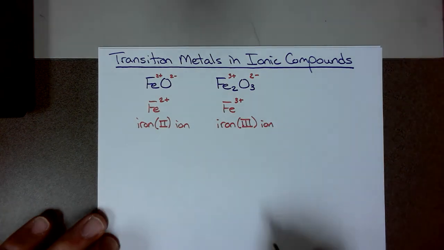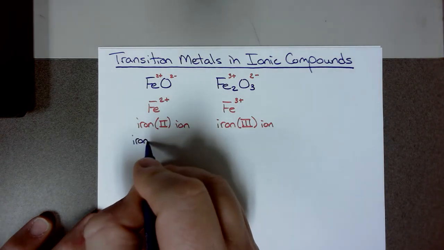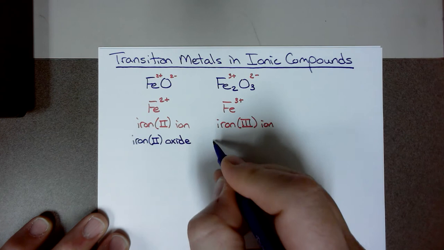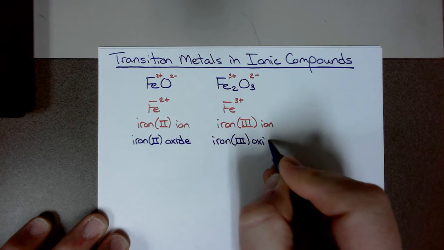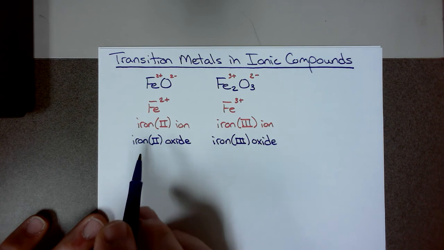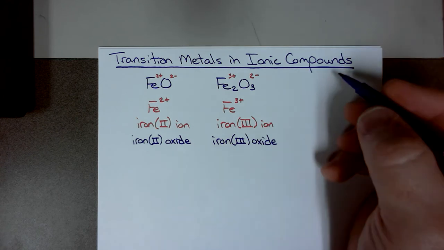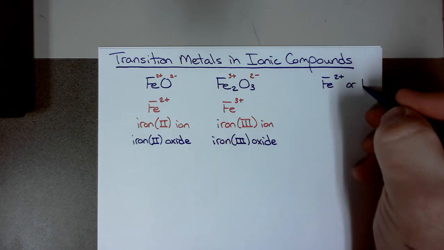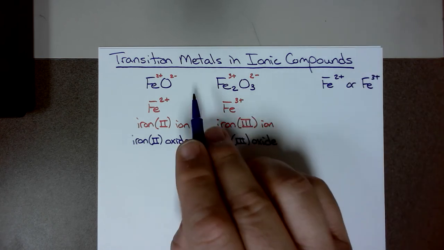So when we name this compound up here, and I'm going to write it in blue, we would name it as iron 2 oxide, and this would be iron 3 oxide. So we now have a naming system for naming compounds that have metals with different charges. Some examples would be iron that's a 2 plus or iron that's a 3 plus. It's a transition metal, so we have to determine the charge. We don't know what the charge is until we use the anion to determine it.